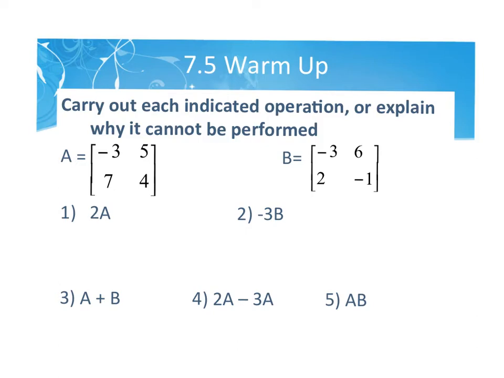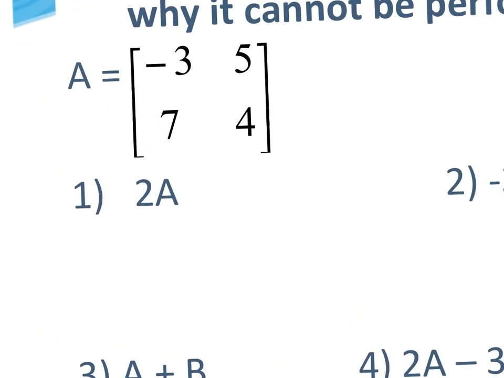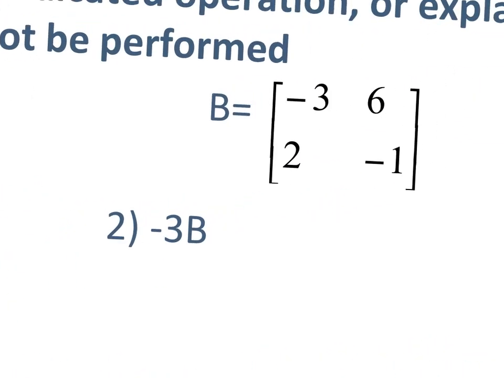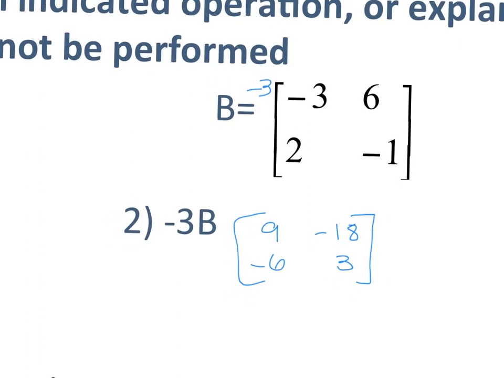Okay. So if I look at one and two, these are both scalars. You can do that to anything. So for one, I would just multiply the 2 into everything that's in A, which would be negative 6, 10, 14, and 8. And for 2, I would multiply negative 3 into everything that's in B. So it would be 9, negative 18, negative 6, and 3. Everybody okay on those?